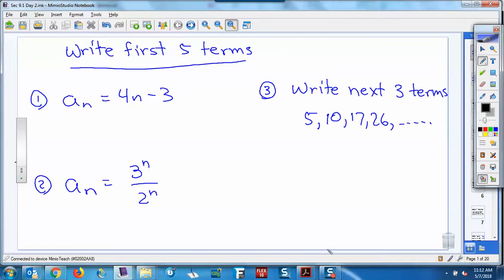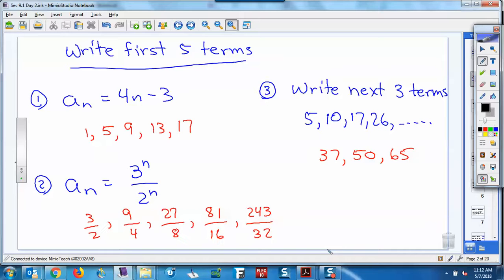So anyway, looking at these, there's what I had. That look right? Okay, and so on number 2 especially, just leave that as a fraction. Matter of fact, you almost look at the numerator and the denominator separately as their own sequences.